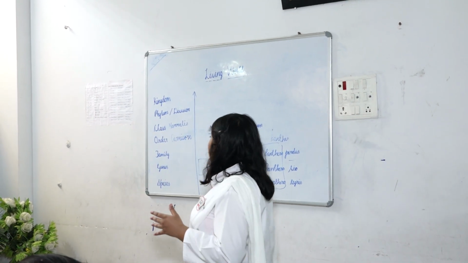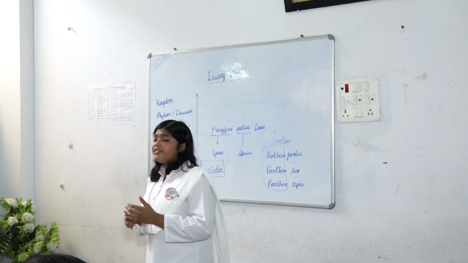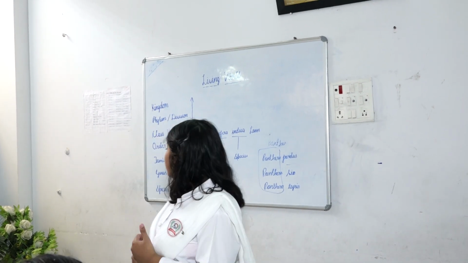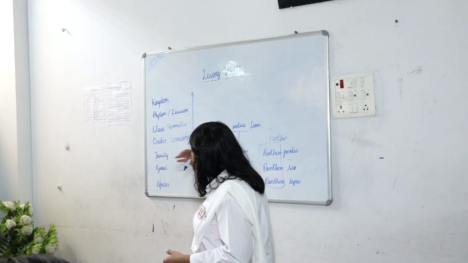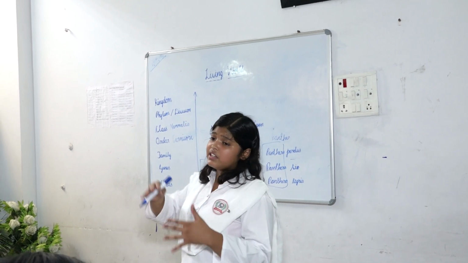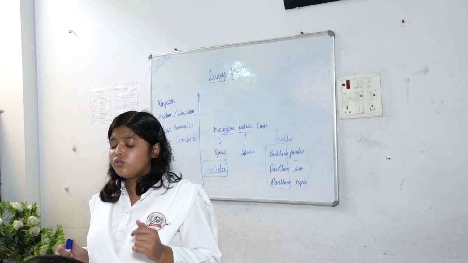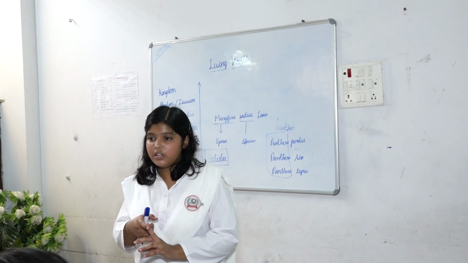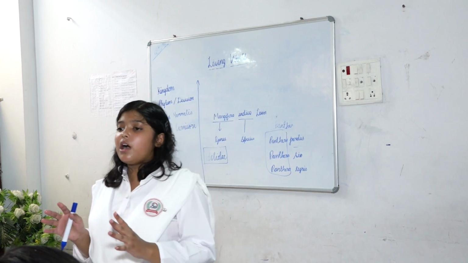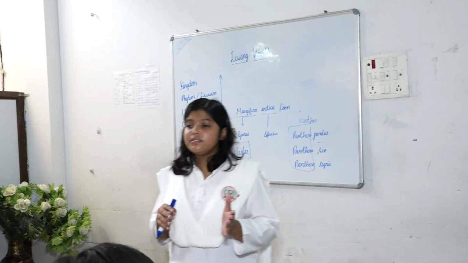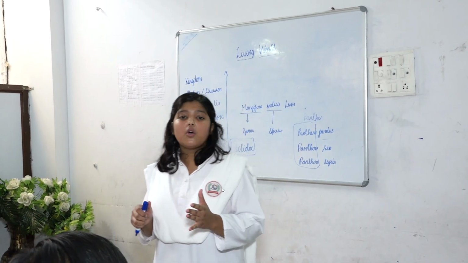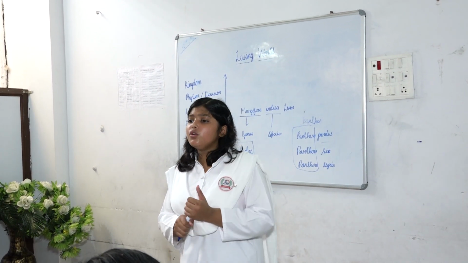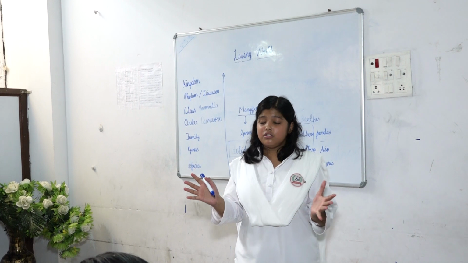Now, the last is the kingdom. The kingdom is the highest taxonomical category. You can see that as I go from species to kingdom, the similarity is decreasing. There are basically two kingdoms, the kingdom Plantae and the kingdom Animalia. In the kingdom Plantae, we talk about all the plants, and in the kingdom Animalia, we talk about all the animals.